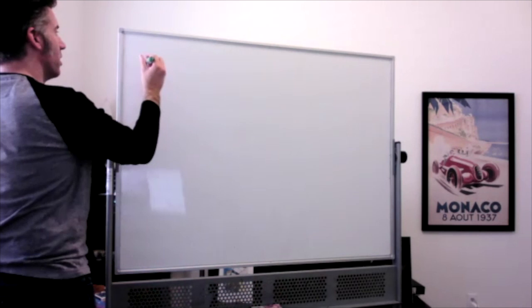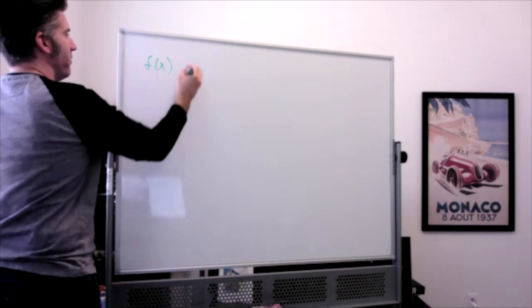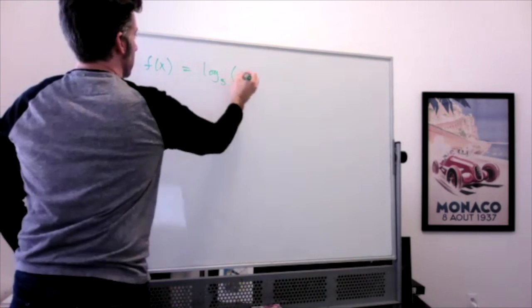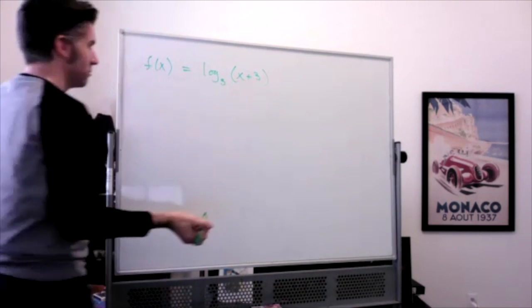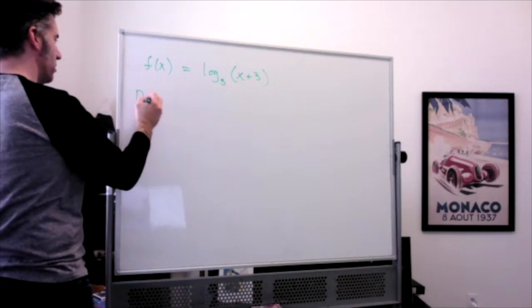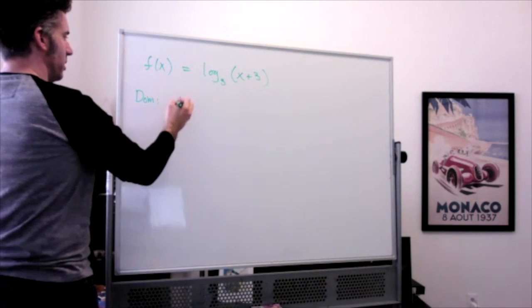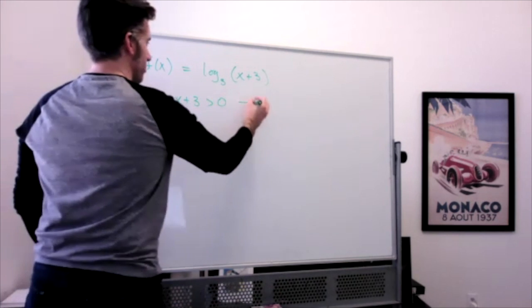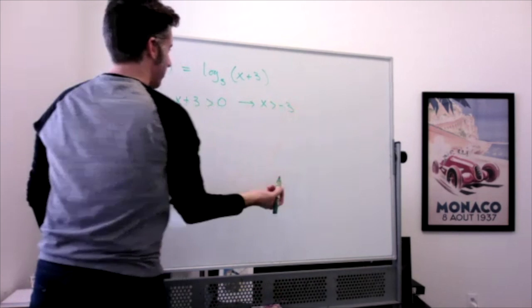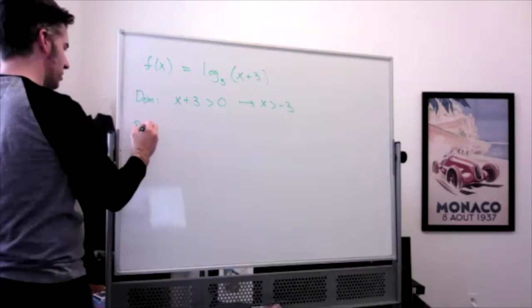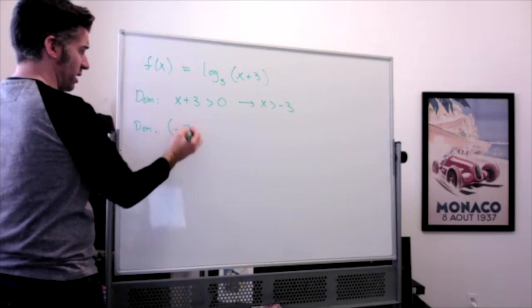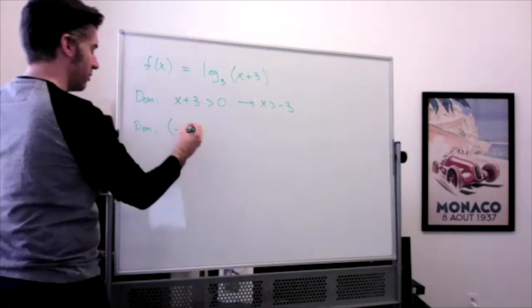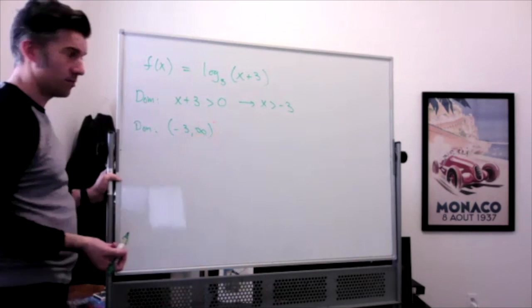Find the domain and range of f of x equals the log base 3 of x plus 3. Okay, domain, no big deal. You can say x plus 3 has to be greater than 0. So x is greater than negative 3. So our domain here is negative 3 exclusive to infinity.